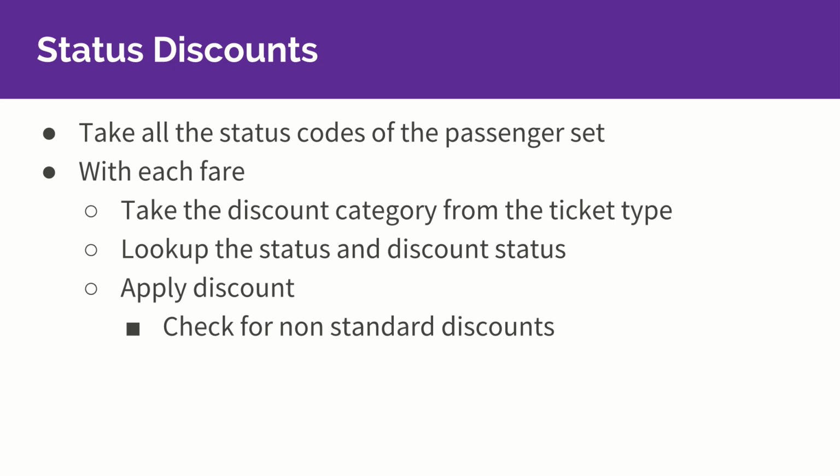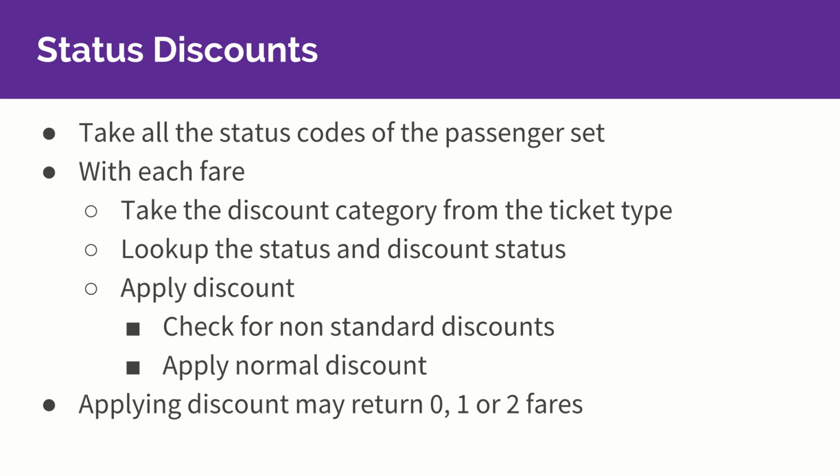And so you have to check through quite a lot of records to see if any of them are relevant to the particular flow and fare you're working with. So yeah, if there is a non-standard discount, then you obviously apply that according to the rules there. And if not, then you do the normal discount application.